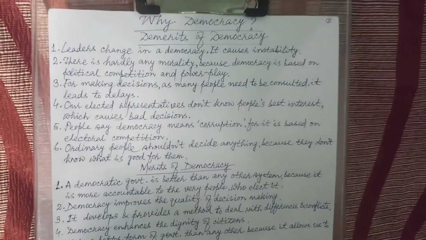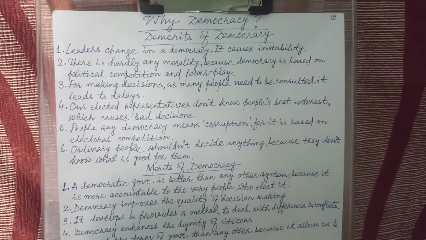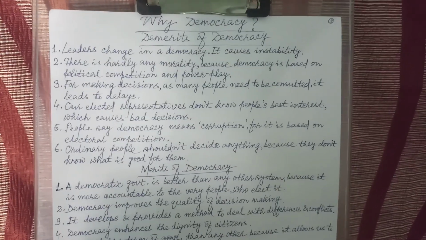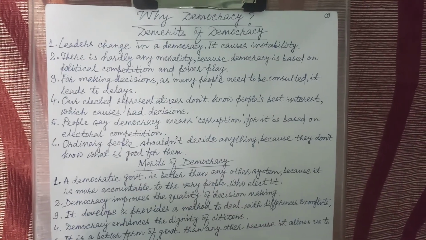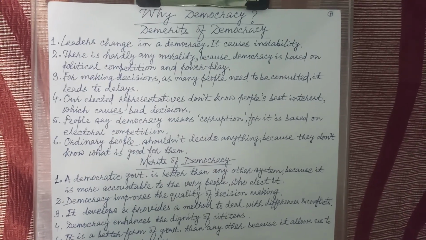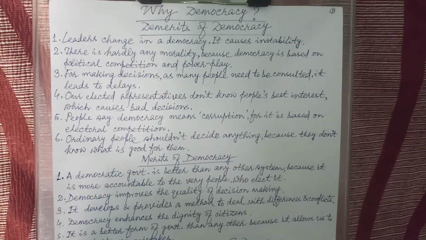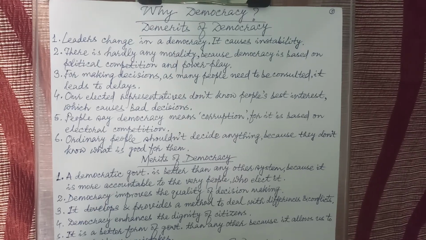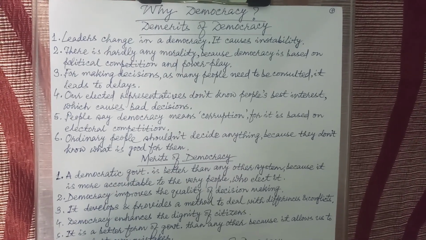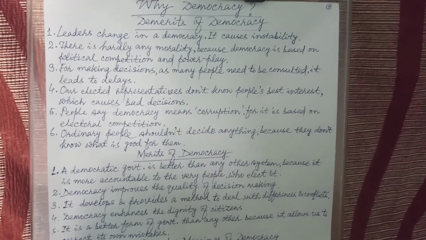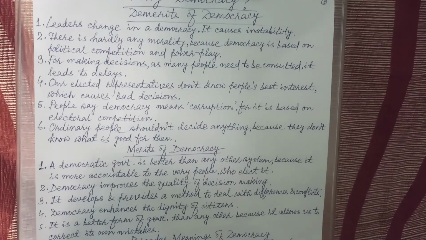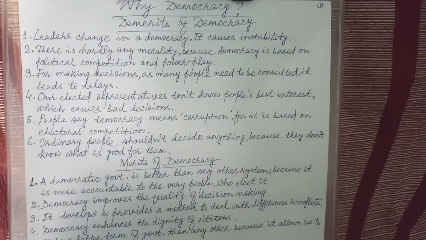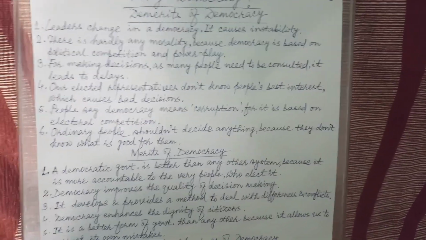Here, in order to know why we should have a democratic form of government, we must see its plus and minus points. That means merits and demerits. You know, every coin has two sides. Similarly, democracy has its own merits and demerits. First of all, let's see the demerits of democracy or arguments against democracy.